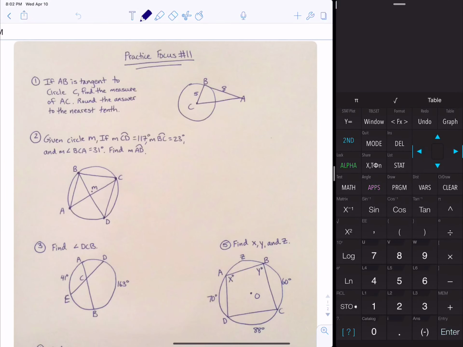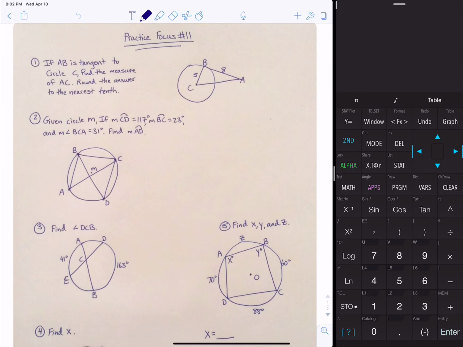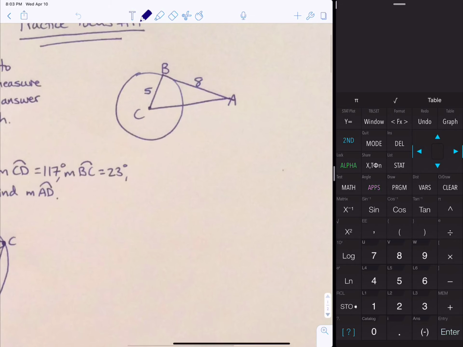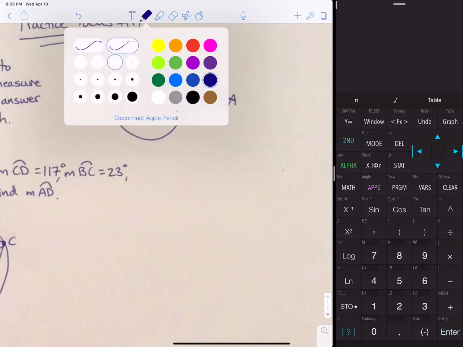In this video, we're going to do a practice for focus quiz number 11. Number 1 says, if AB is tangent to circle C, find the measure of AC, round the answer to the nearest tenth. So, we know that a tangent and a radius meet at a right angle. That's one of our properties for tangent.